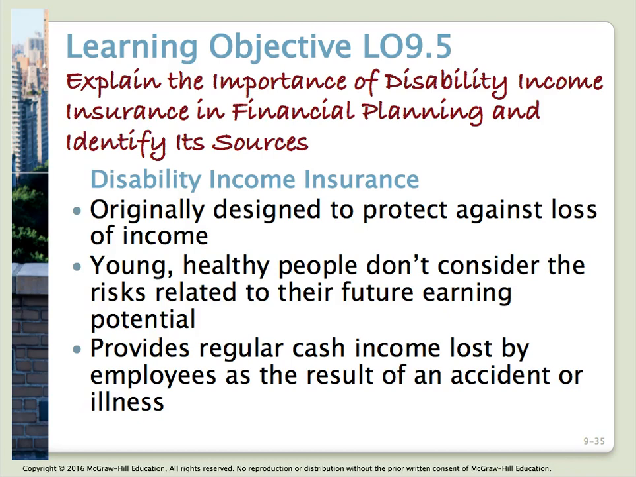Disability income insurance. That takes us to our learning objective number 5, which is to explain the importance of disability income insurance in financial planning and identify its sources. Disability insurance provides benefits should a person become disabled by accident or by illness. There are generally 2 different kinds of disability insurance. There's long-term and then there's short-term.